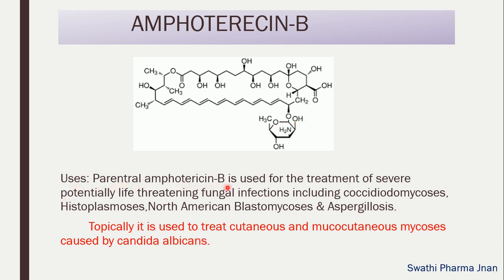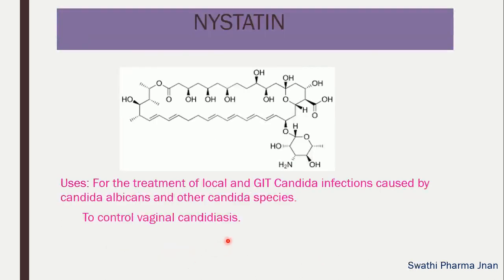Parenteral amphotericin B is used for the treatment of severe, potentially life-threatening fungal infections like coccidioidomycosis, histoplasmosis, North American blastomycosis, and aspergillosis. For all these, we can use this amphotericin B. It is also used topically to treat cutaneous and mucocutaneous mycosis caused by Candida albicans.